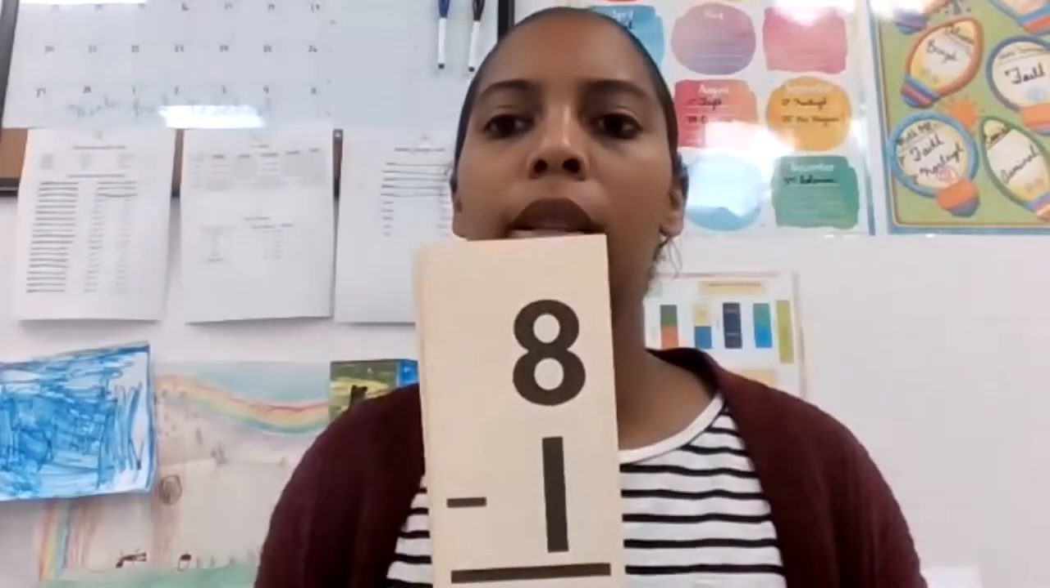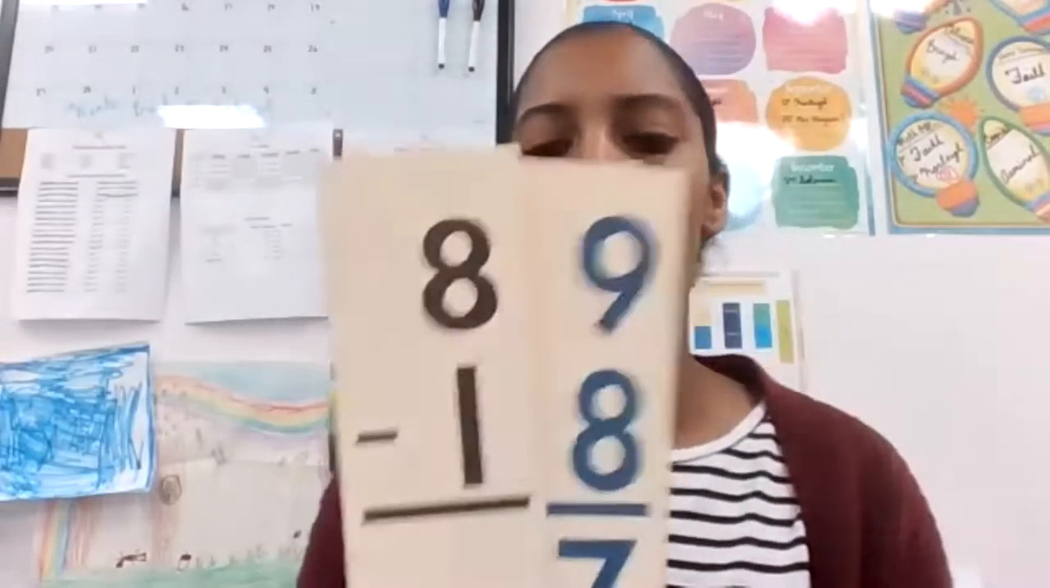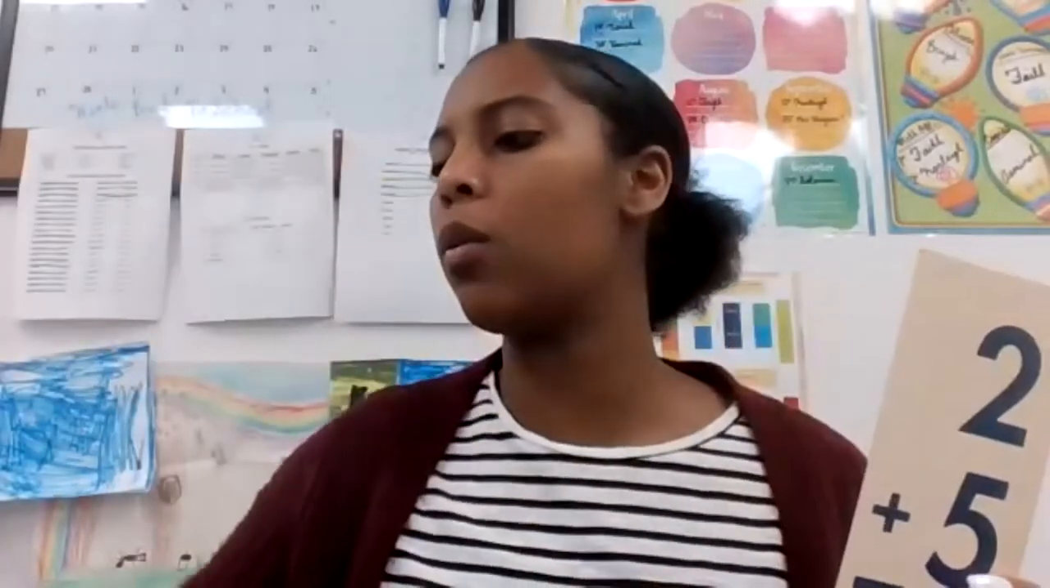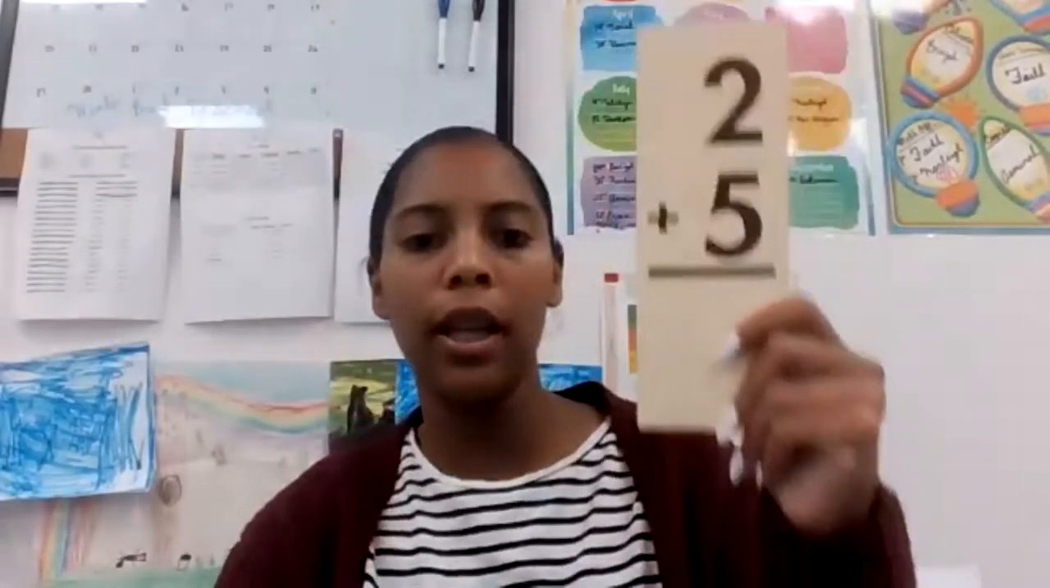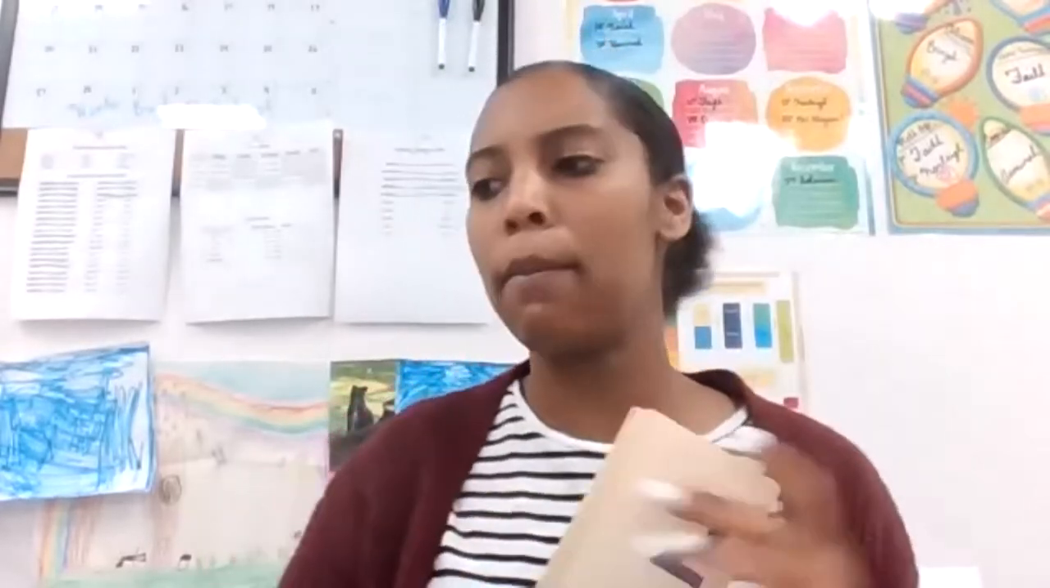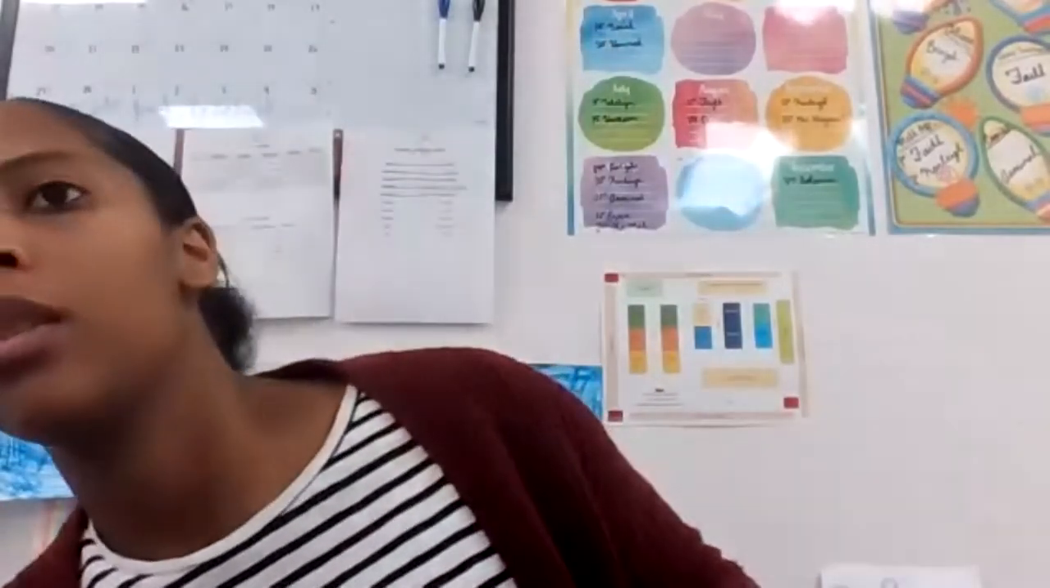8 minus 1 equals 7. 9 plus 8 equals 17. And 2 plus 5 equals 7. Awesome. A lot of facts. All right, can you get a loose leaf paper out?